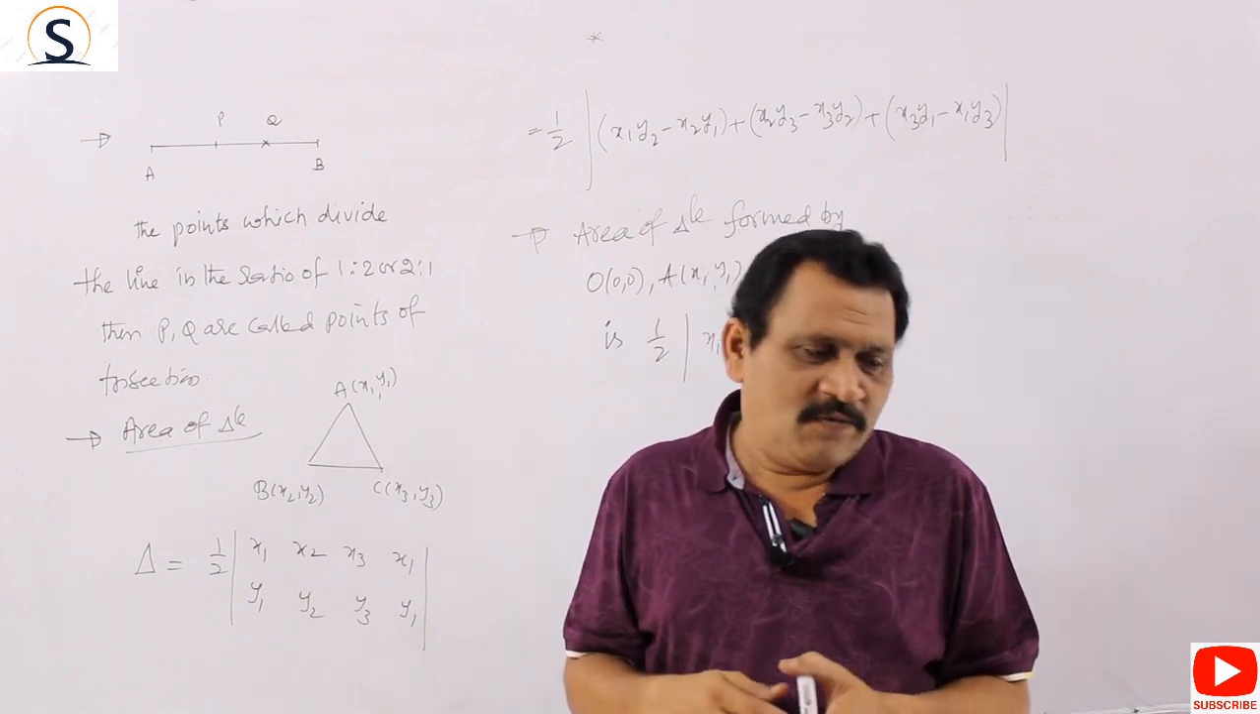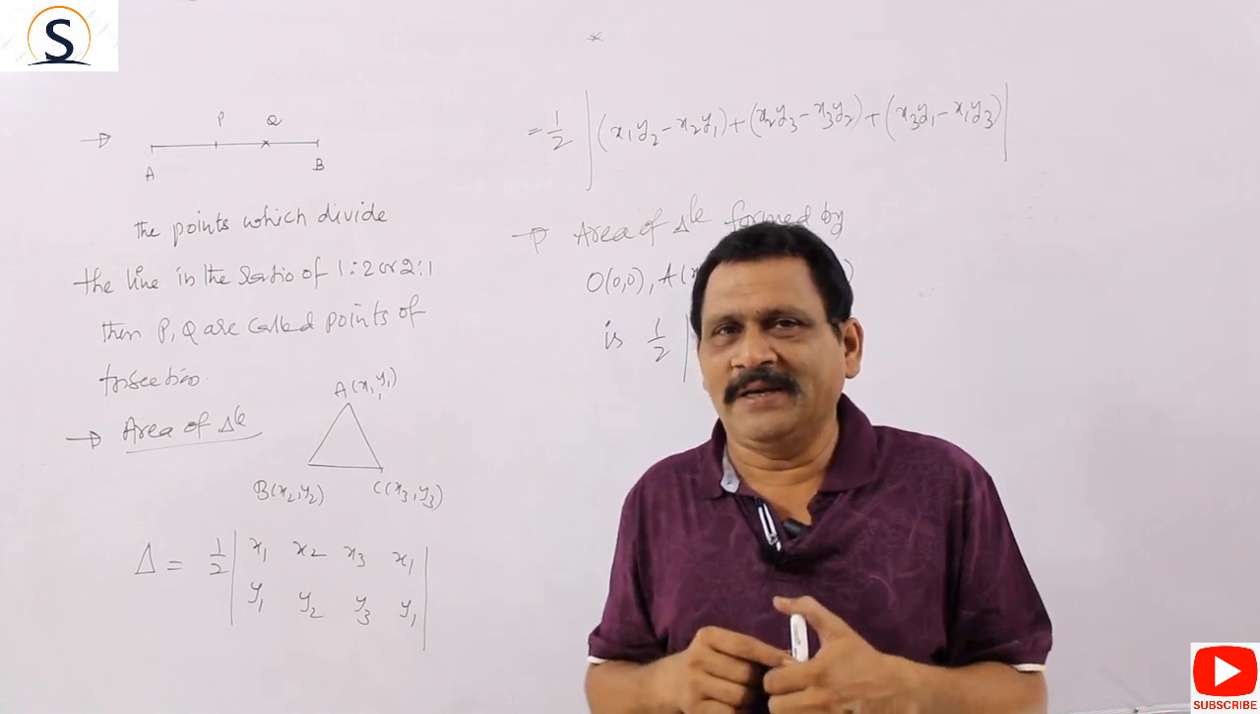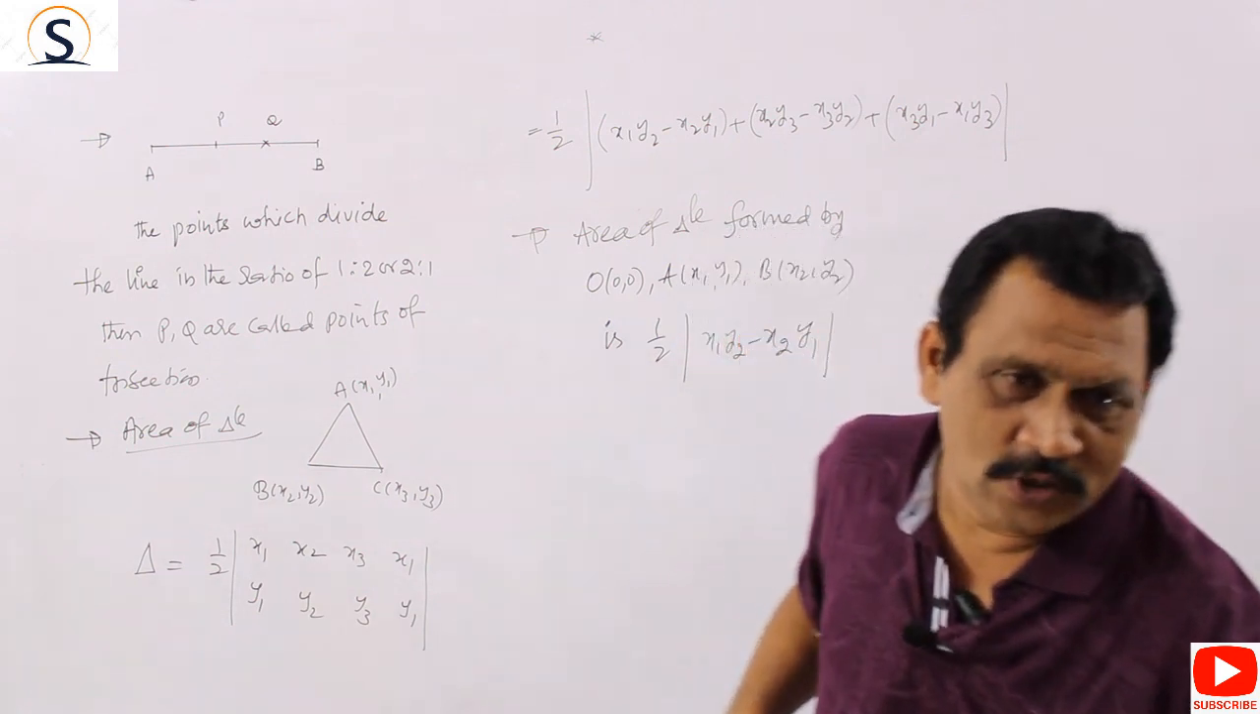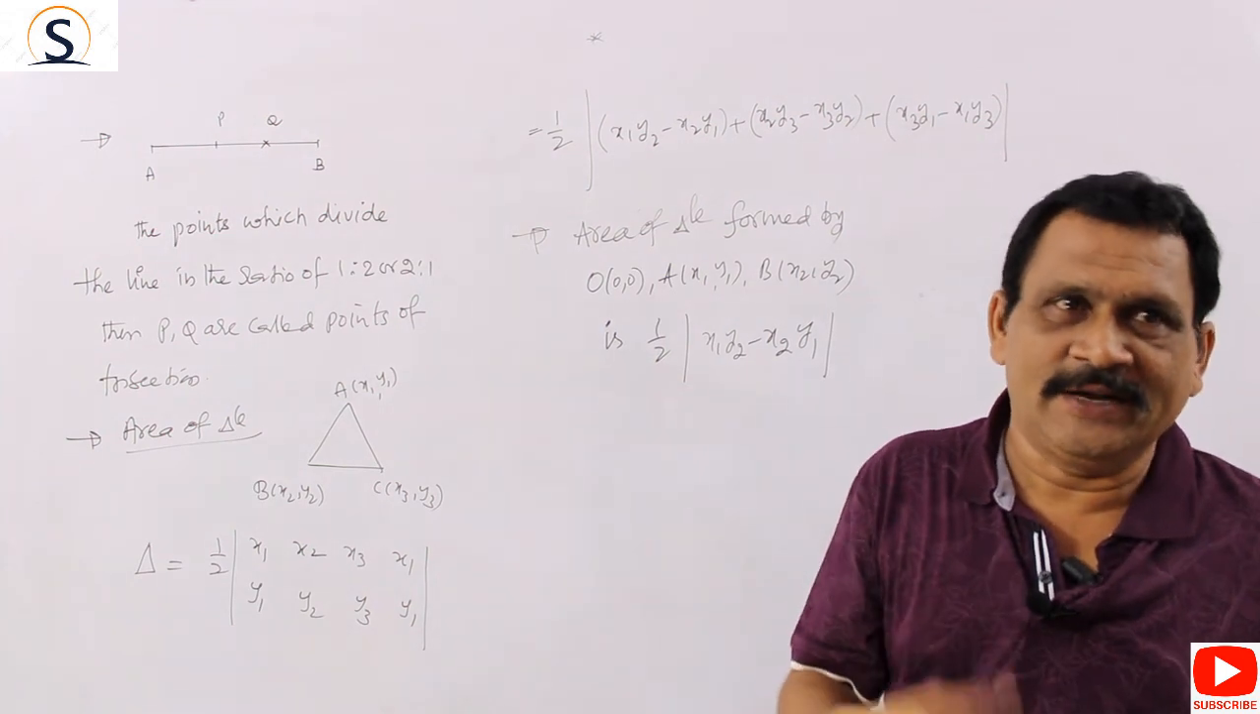Okay, now we'll go to the locus chapter. The locus chapter has a weightage of 4 marks, right? Only one short answer question is there, right?